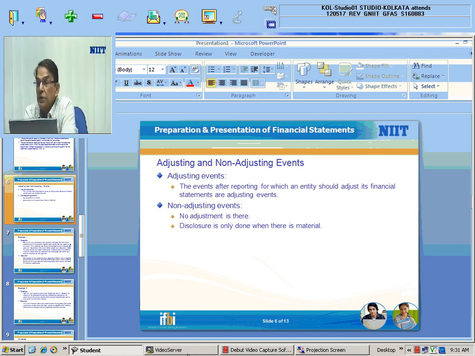A typical example of adjusting events. Now you may be interested to know, can I give you some example of adjusting events? Yes. Say a customer has become bankrupt after the balance sheet date. A customer has been declared bankrupt. A bankrupt person cannot pay. So a very important customer of the company, another entity, has been declared bankrupt by the court, adjudged bankrupt by the court after the balance sheet date.